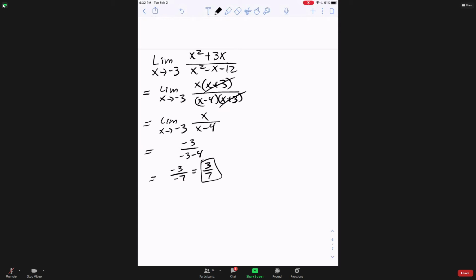Yeah, it's the answer. When do you stop writing the limit as x approaches negative 3? Oh, very good question. So theoretically, once you take the limit, you stop writing it. Up until this point, I haven't taken the limit yet. But once I take this negative 3 and plug it in for x, then you stop writing it, because then you already took the limit.